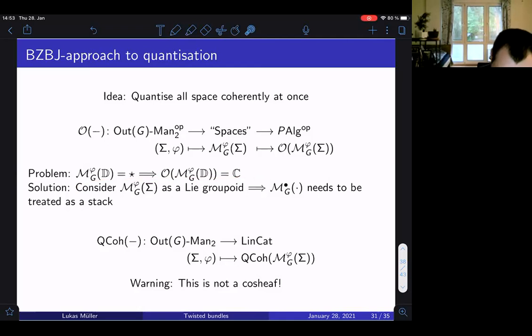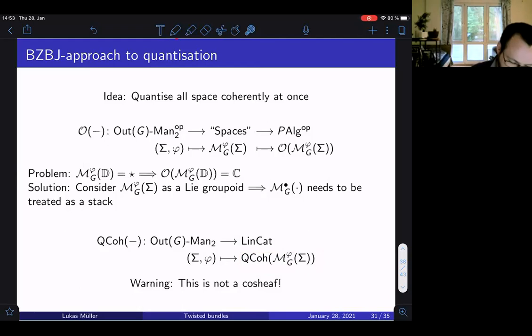And what one takes is quasi-coherent sheaves, which one can think of as vector bundles over the space. So what we try to quantize is a functor which goes from this category of manifolds with G bundles to a certain category of linear categories, and it sends a manifold to the category of quasi-coherent sheaves on the space.